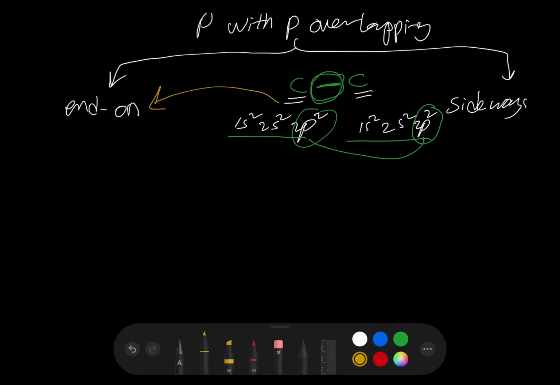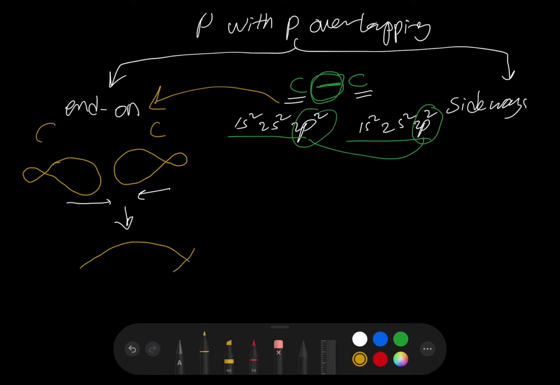How can I describe that by drawing end-on overlapping? We remember p orbital has a shape of this. This is, let's say, for the first carbon. The second carbon has the same p orbital shape like this. End-on, they're coming towards each other. As a result of this overlapping, they will give us this shape. I'm not good in drawing, I'm trying to draw them as well as we can. So this is a result of overlapping between these two orbitals.